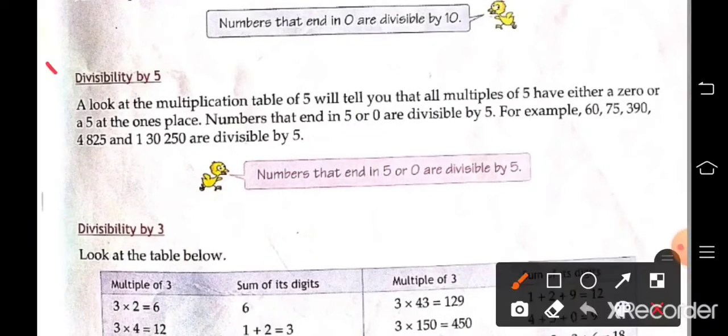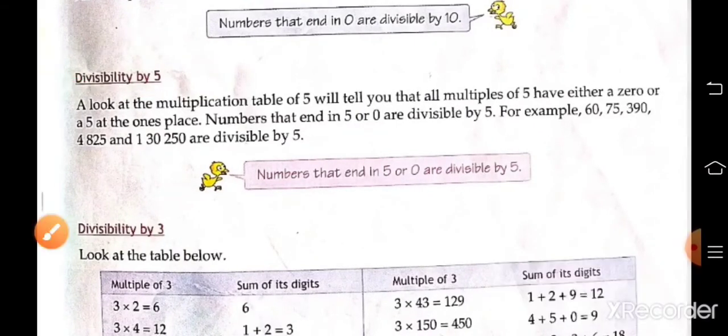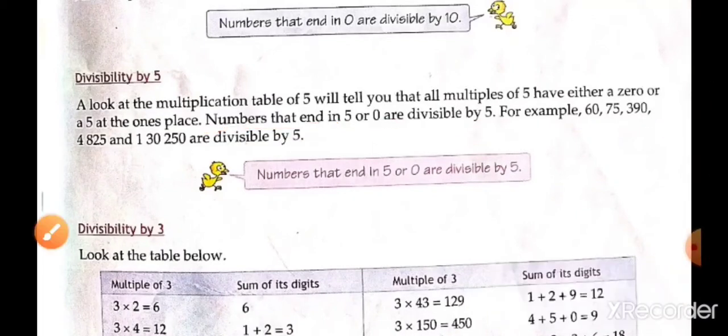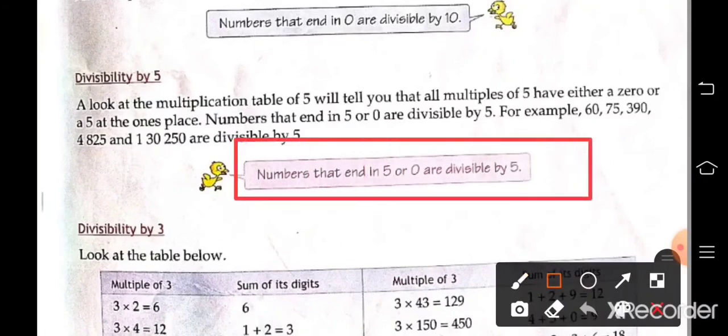Now, divisibility by 5. Numbers that end in 5 or 0 are divisible by 5. For example 60, 75 like this. So remember this thing: numbers that end in 5 or 0 are divisible by 5.